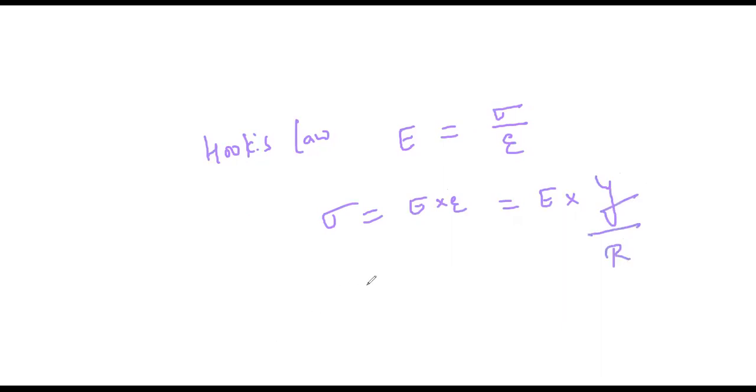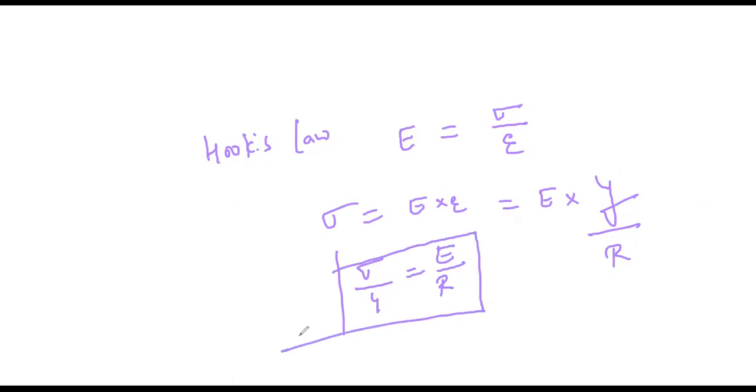So I can write this as sigma by y is equal to E by R. This is my first part of the derivation: sigma by y is equal to E by R.